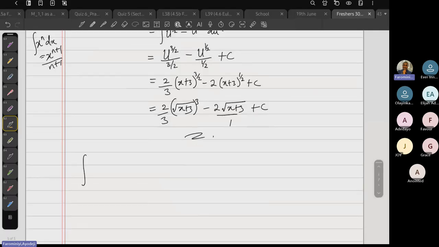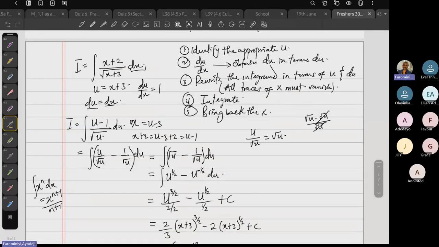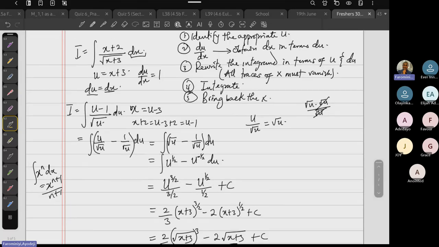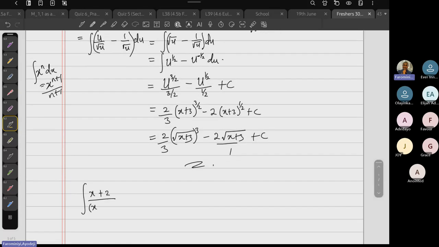So if you have x plus 2 over, so is this what you mean? X plus 3 squared. Is this what you're saying? No, sir, I'm saying square root of x squared plus 3. X squared plus 3. Interesting.